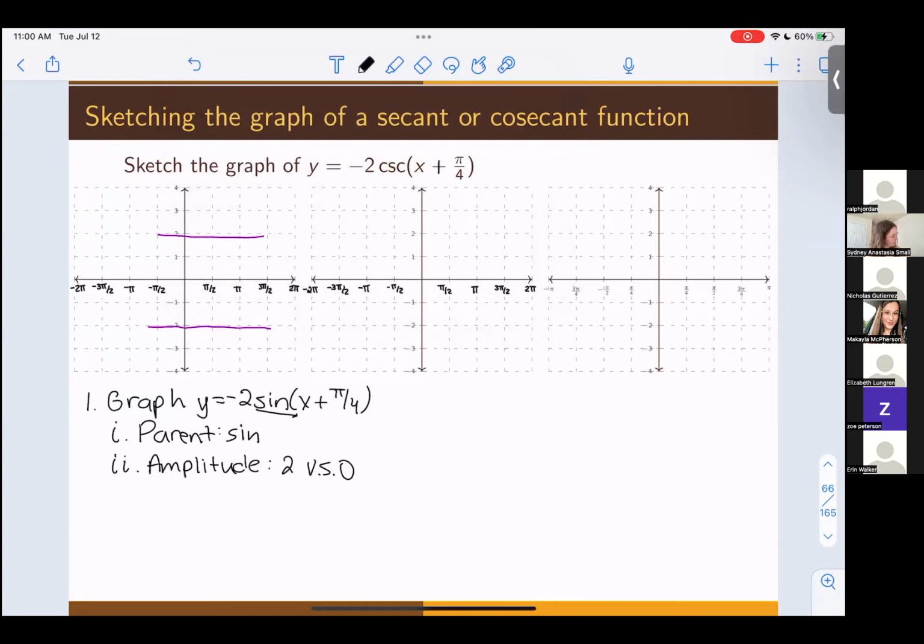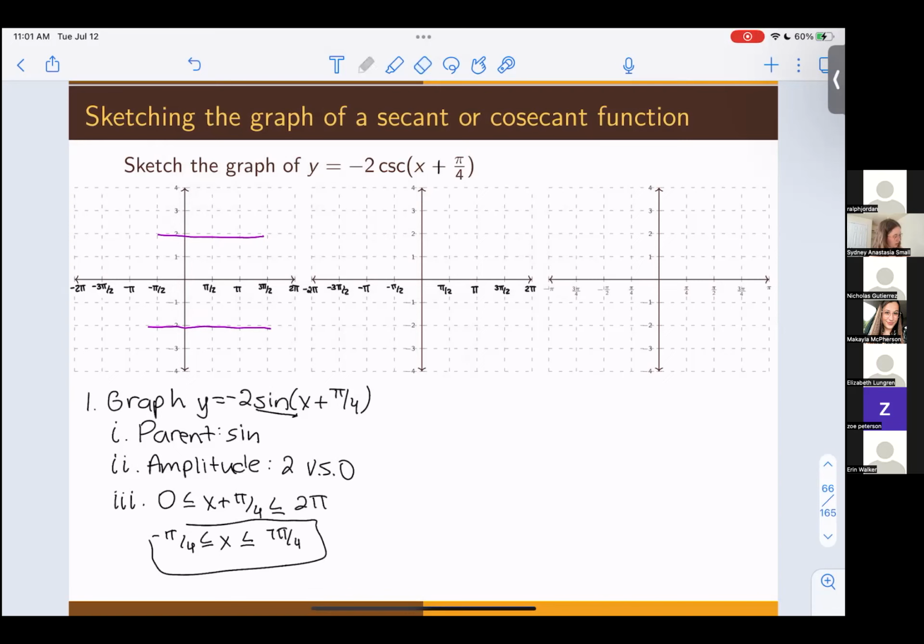Okay, final step. The principal interval for the sine function is 0 to 2 pi, so we are going to use that. We're going to solve this inequality. We want 0 to x plus pi over 4 to 2 pi. Subtracting pi over 4 from all 3 sides, we get that negative pi over 4 is less than or equal to x, which is less than or equal to 7 pi over 4. So a little bit less than 2 pi. Cool. This is the principal interval we're going to use for this function.